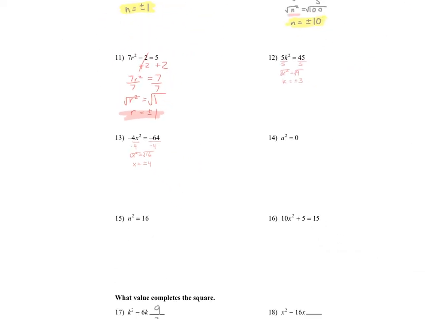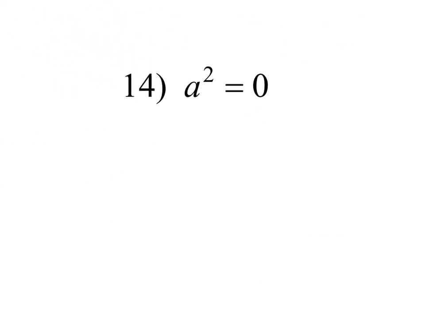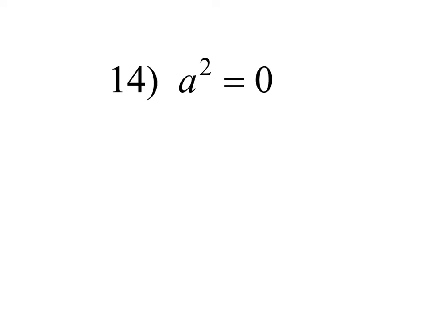Okay, let's go to 14. Connor, what do we do here? A equals plus or minus 0. Is minus 0 a thing? Oh, no. No, so just 0. Good job. So we just take the square root, and the square root of 0 is 0.